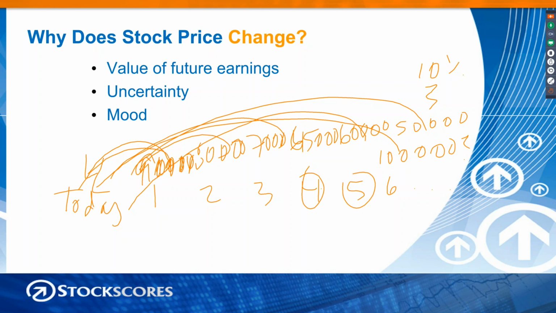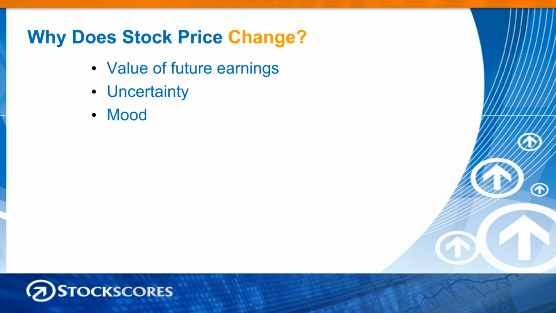And so the things that determine what a stock is worth in the future, or today rather, is the value of future earnings, the uncertainty around those earnings, and the general mood of the market. Now, in order to figure out what a company is going to make a year from now, 5 years from now, 10 years from now, we need to have information about that company's business.